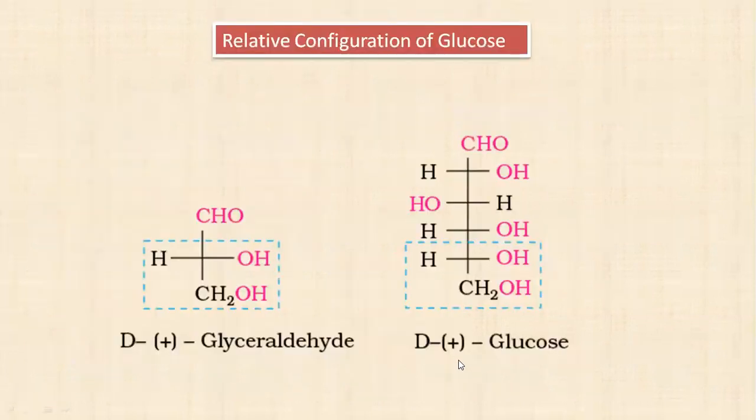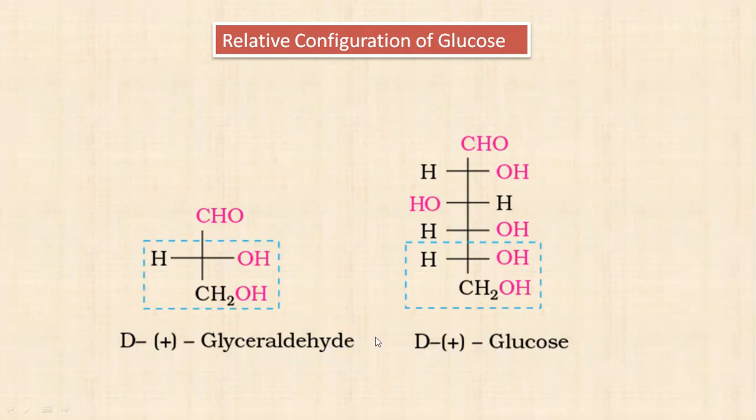We will see our examples. See here, this is D-glyceraldehyde. Why is it D? As the OH group present on carbon number 2 is on the right side, it is D positive glyceraldehyde. So we correlate this structure with the glucose structure. Now see here for glucose, this is the OH group adjacent to the CH2OH group. The OH group is present towards the right side and therefore it is referred to as D-glucose.